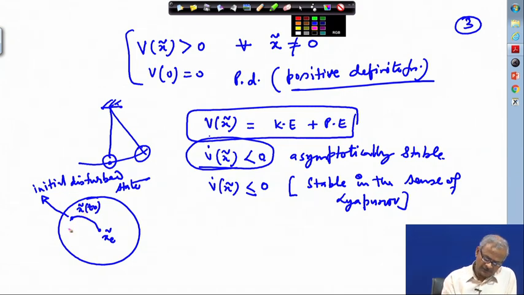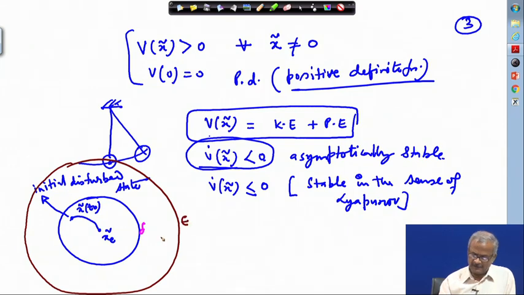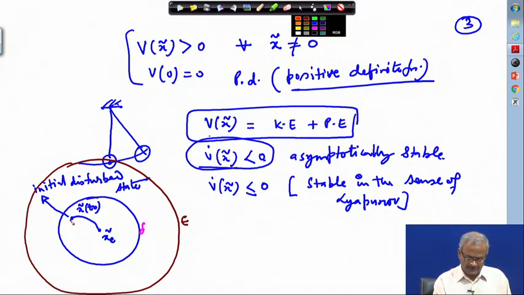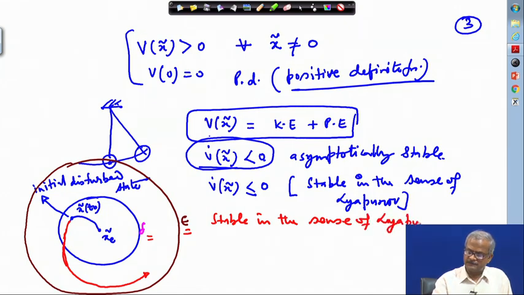Let us say I call this the delta neighborhood, and then I draw another neighborhood, a boundary which I call the epsilon neighborhood. If I leave the system here and its trajectory remains bounded, meaning it does not leave this epsilon neighborhood, then we say that this system is stable in the sense of Lyapunov.